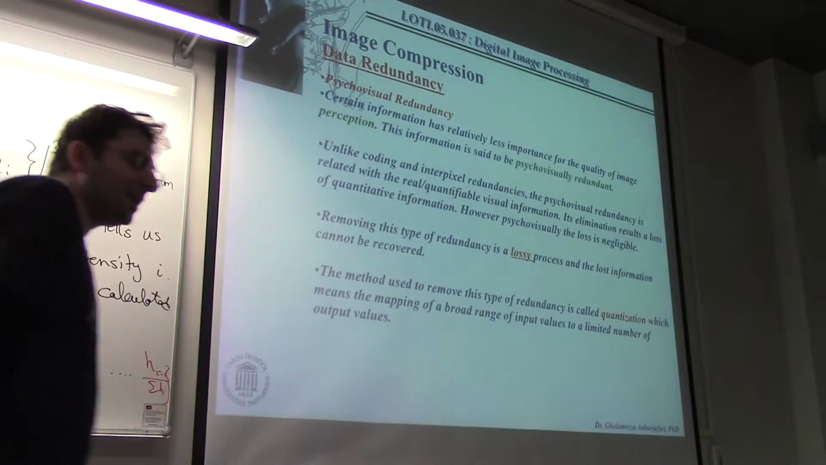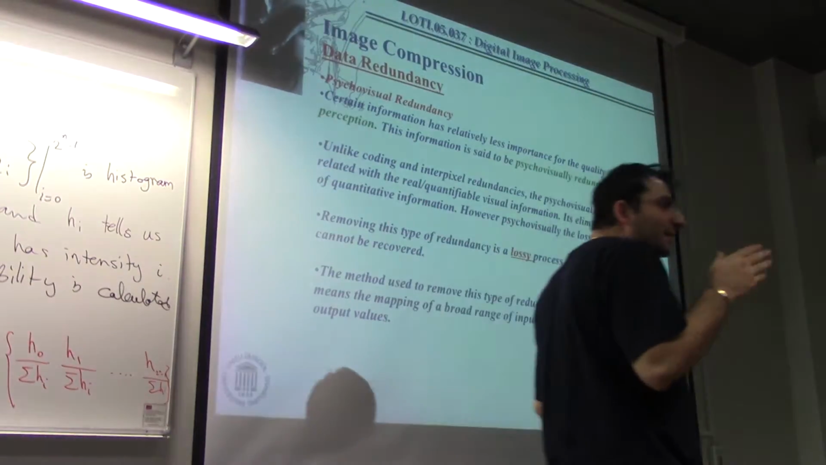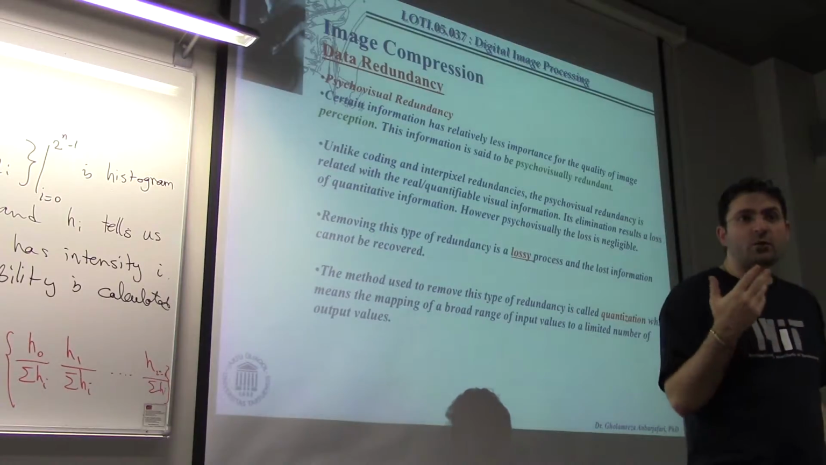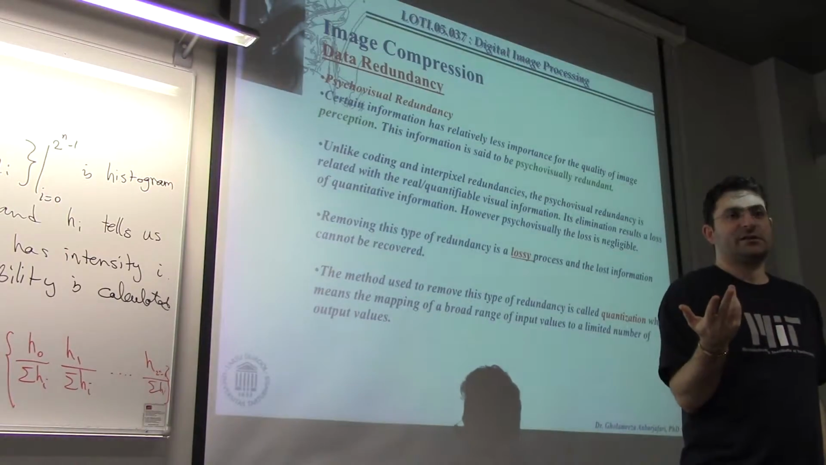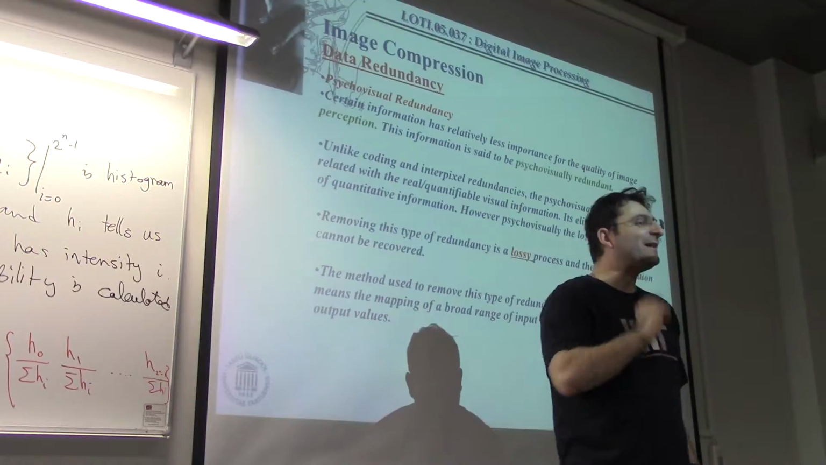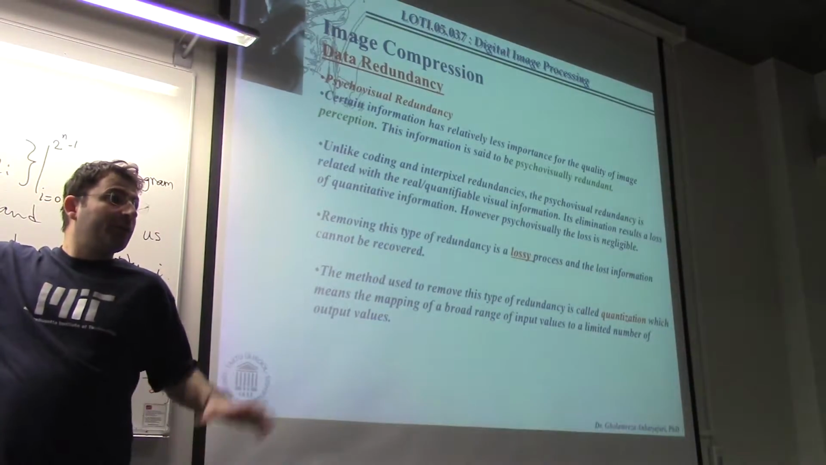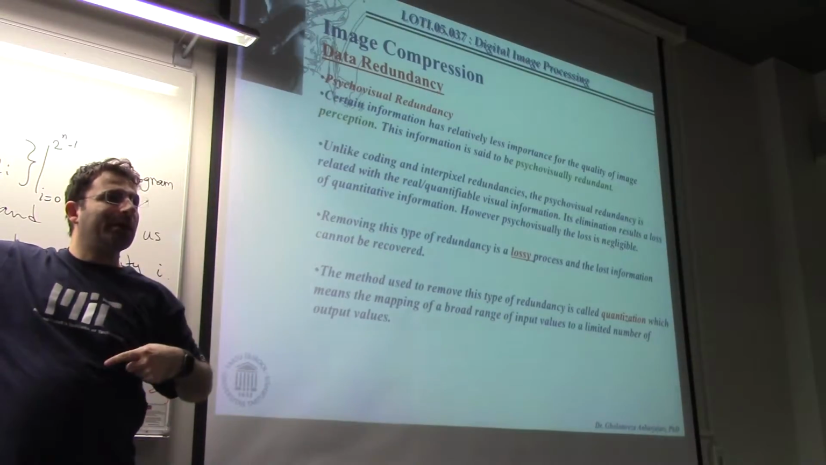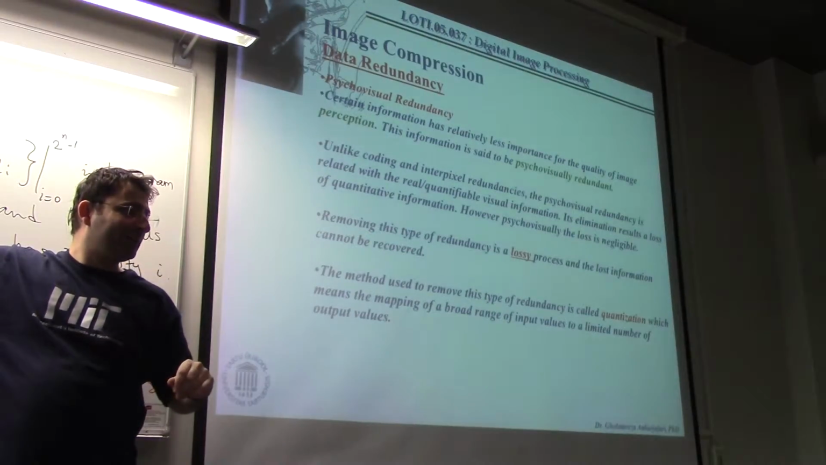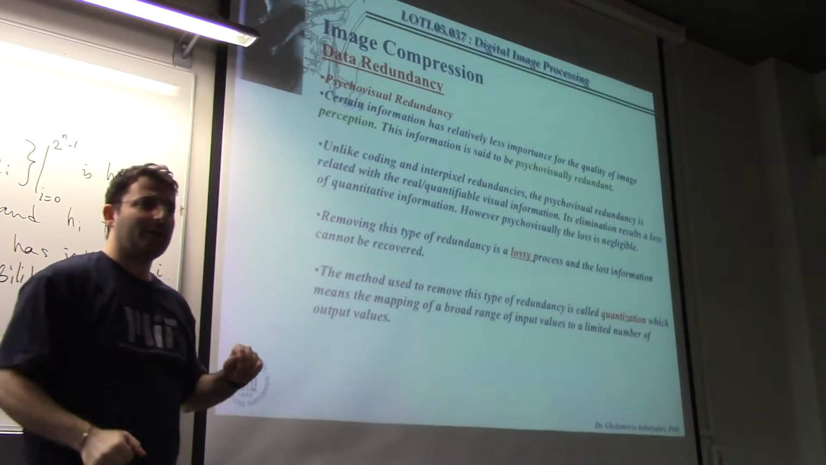In the psychovisual approach, it says that sometimes I can get rid of some of the information that, when I'm looking at it, I cannot distinguish. So I can delete it. It gets back to the other example that I had. You can get a very good compression ratio if you delete it, and no one will realize that you have deleted it.